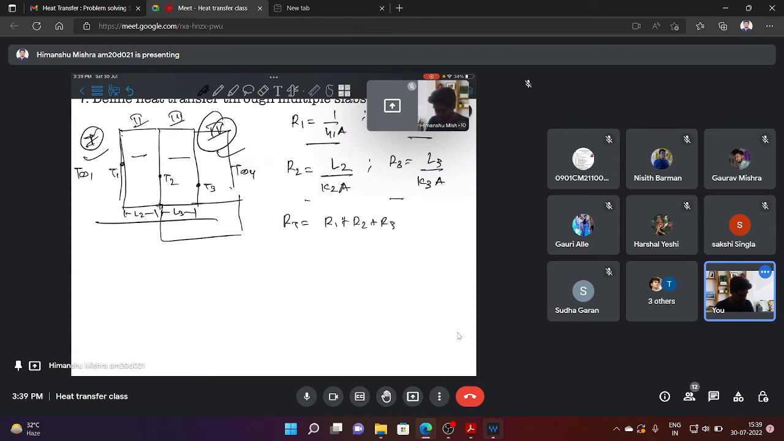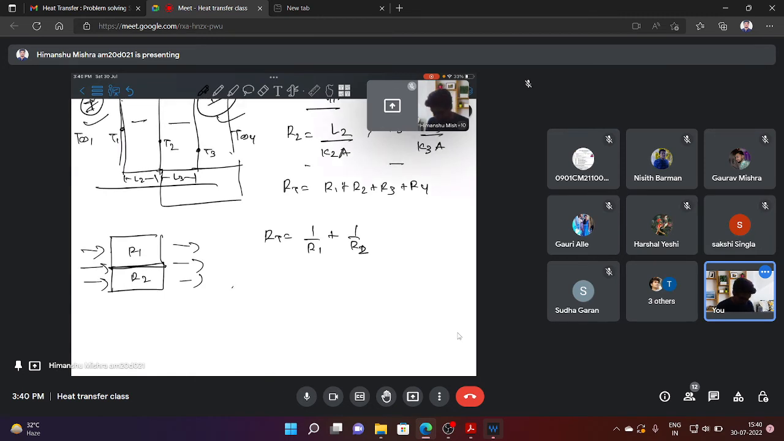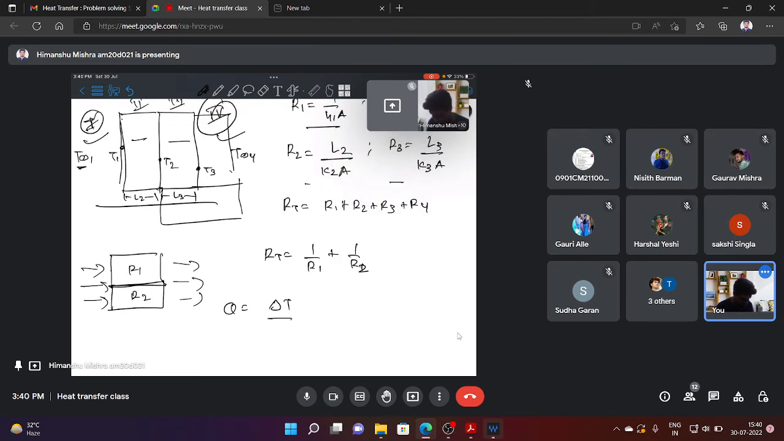R2, R3 and R4. Now if we have, let's say, the parallel connection, or let's say I have defined a slab like this, and my heat transfer is going toward the right direction. So if I define my slab in a parallel mode, then I can define my total resistance as 1 by R1 plus 1 by R2. So the total heat transfer will be just the temperature difference over the total resistance function.